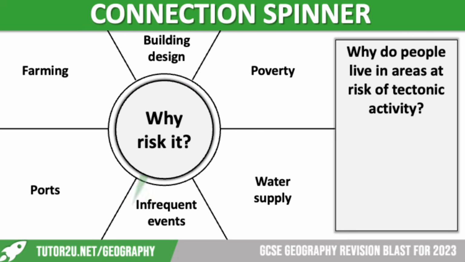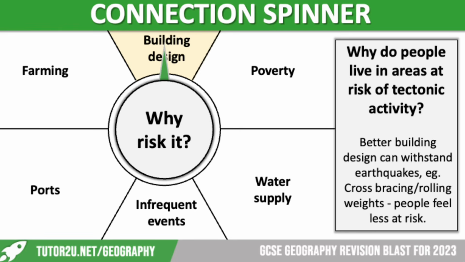Okay, let's spin again. Okay, this time we're on building design. So have a little think about this one. So how does building design factor in here? So pause if you need to. Let's reveal the answer. So building design means that buildings can withstand earthquakes. So again, if we think about Japan, so one of the world's richest countries, but also frequently suffers from earthquakes.